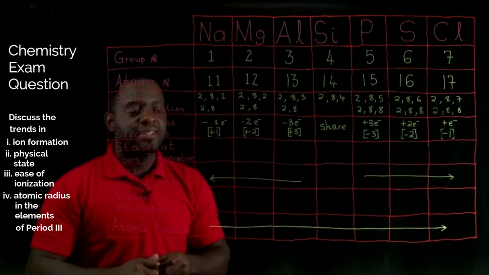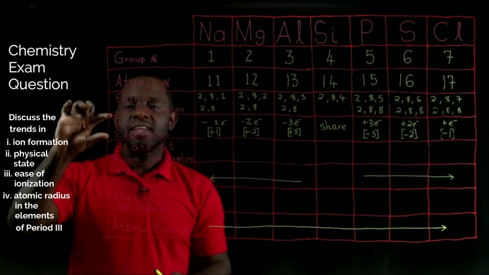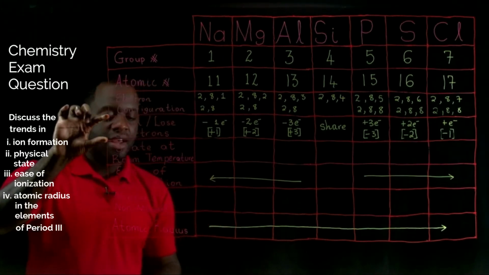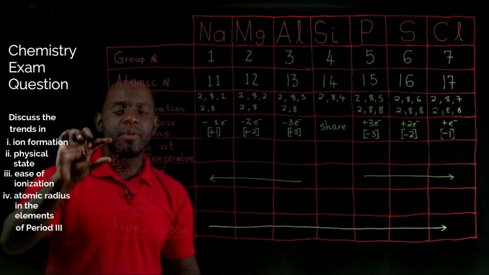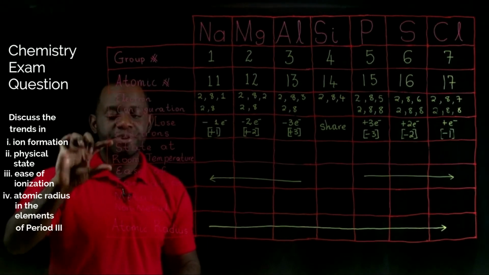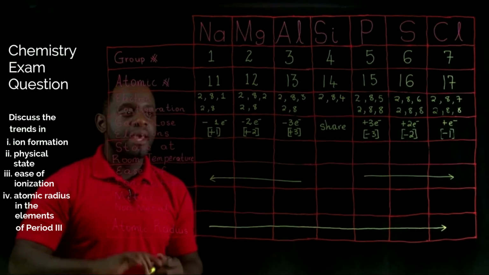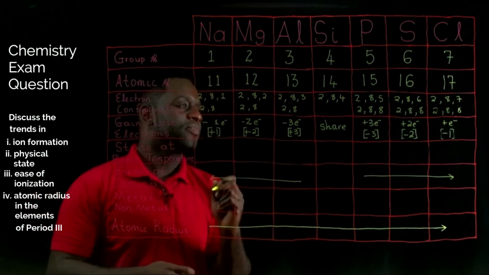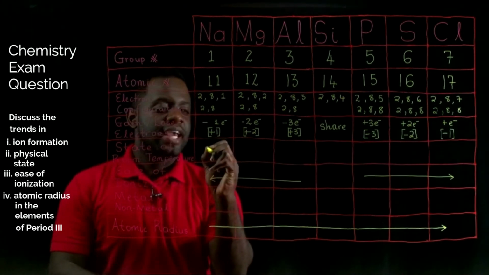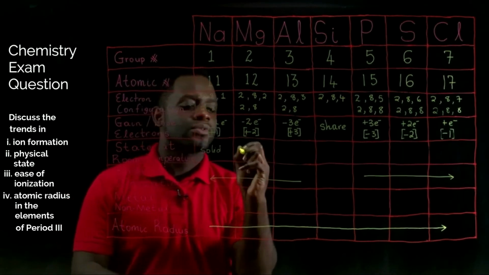Before we look at the relationship between gaining and losing electrons and ease of ionization, let's talk about the state at room temperature and whether these elements are metals or non-metals. At room temperature, all of these elements are solid except chlorine. So solid.